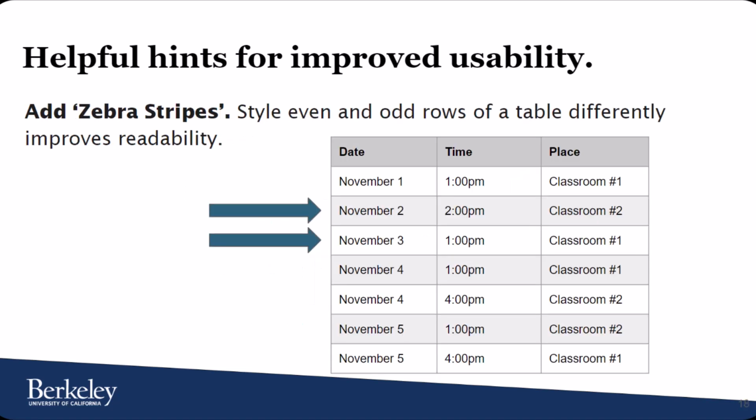Third, add zebra stripes to your data table. Zebra stripes refer to adding a different style for even and odd rows of a table to improve the readability of your table. This is particularly helpful with very large tables, or tables with more than 5 rows. In this example, the header row is bolded, while every other row has a slight gradient change in the background.